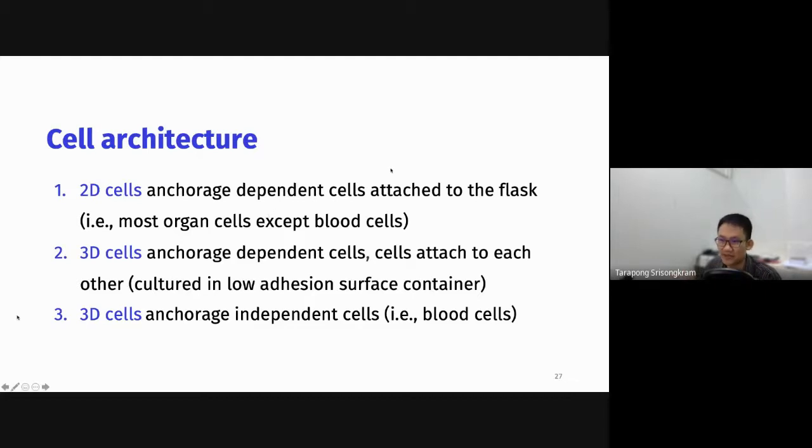And for the last one, the anchorage independent cells. The anchorage independent cell means a cell that does not need some surface to attach to in order to survive. For example, the blood cell or immune cell in our body doesn't need any surface to attach, right? It can grow and proliferate by itself in the bloodstream. So the anchorage independent cell doesn't need any surface to attach and survive, but the anchorage dependent cell needs a surface to attach and to survive.